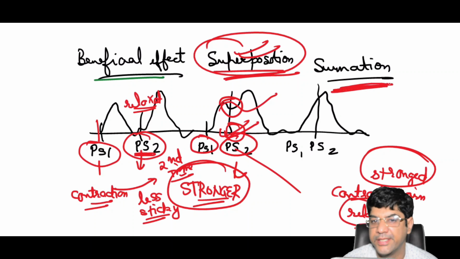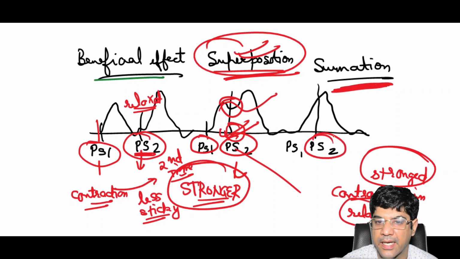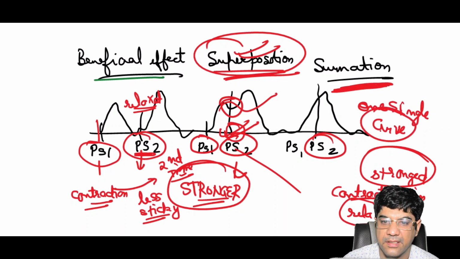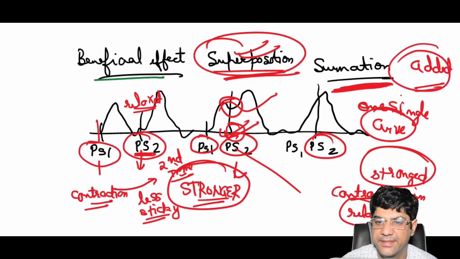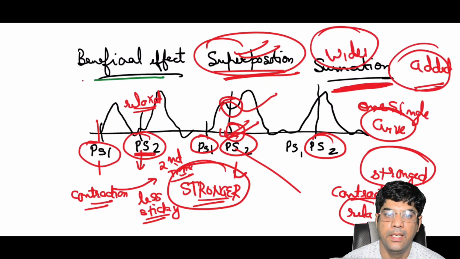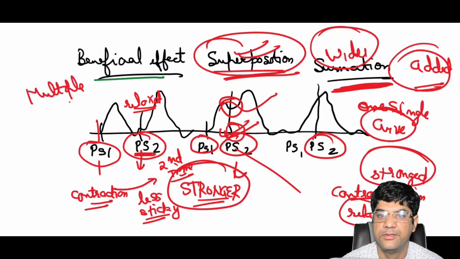The third is summation. When you apply the second stimulus to a muscle during its contraction period, in the second half of the latent period, the muscle contractions combine into one single curve. This combined curve is known as the summation curve. It is taller than the simple muscle curve because the contractions are added together. The base is wider than the simple muscle curve.